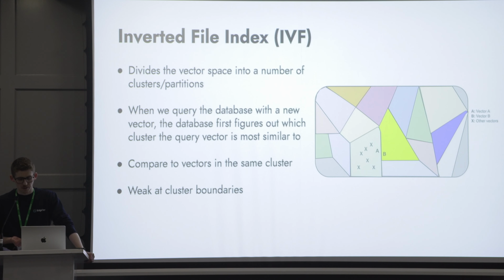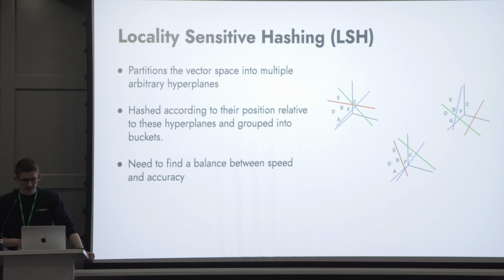the flat index. But I'm sure maybe some of you can see right now that if you look at vector B here, which is probably the most similar vector to vector A in our example, that would not be captured here because it's at the cluster boundary. So while this is a big improvement over the flat index, it is quite inaccurate around the cluster boundaries. To combat that, there's another kind of index which is called locality sensitive hashing.